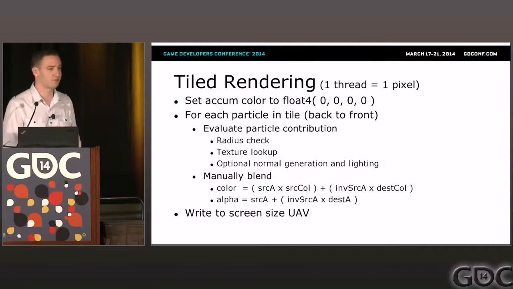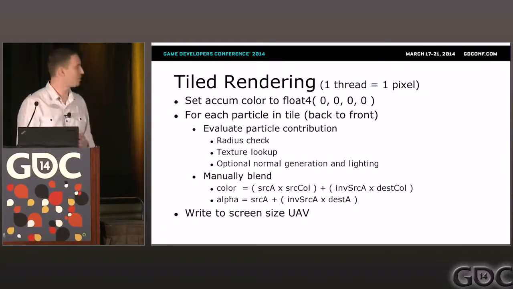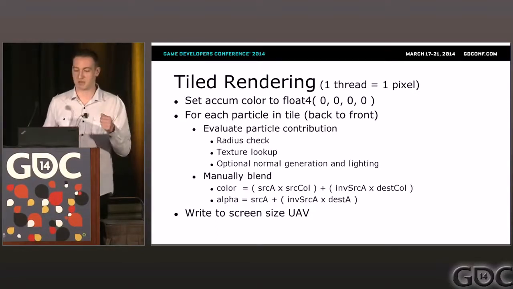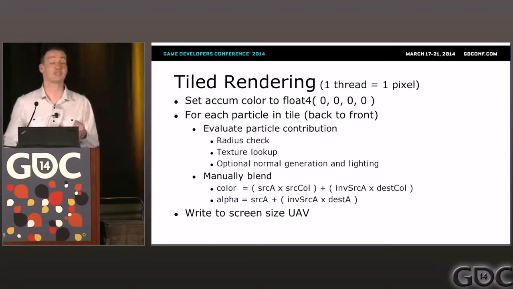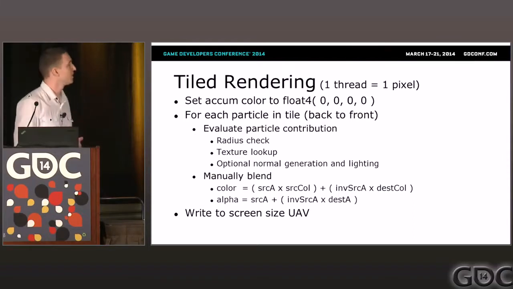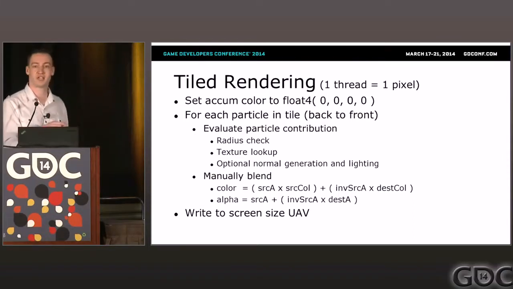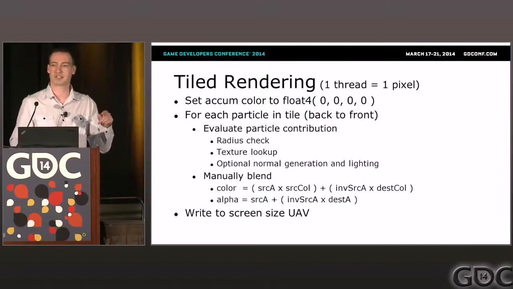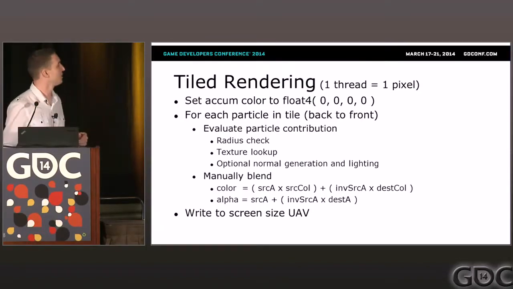So next up, we've got our list of particles all sorted. We're going to turn the thread group on its head. This time, each thread is responsible for shading a pixel. The first thing we do is set up an accumulation color, which we set to black, essentially. Now we start looping through all the particles. We know each particle intersects the tile, but we don't know whether it intersects the pixel or not. So we do a radius check against that pixel. We start with the backmost particle.